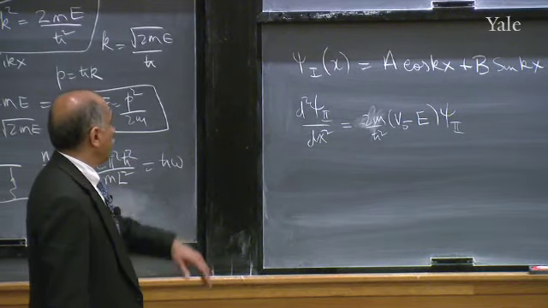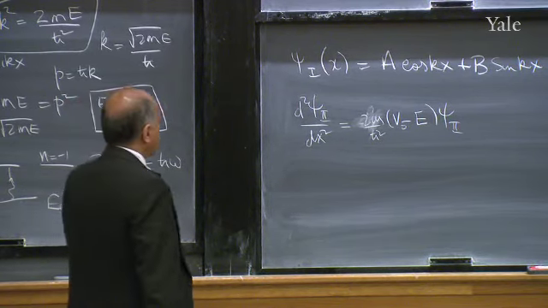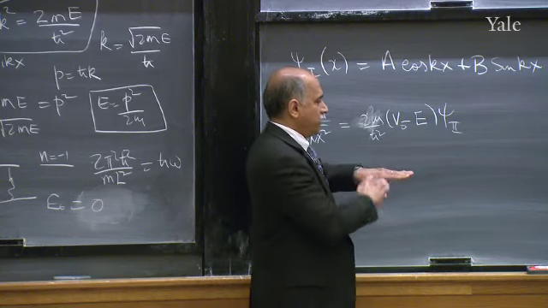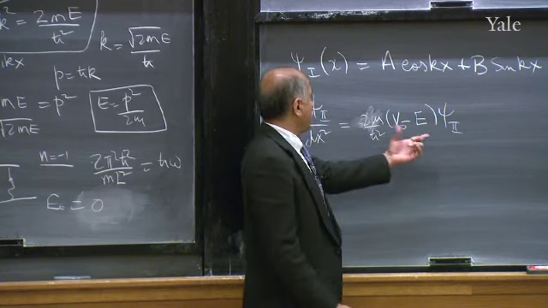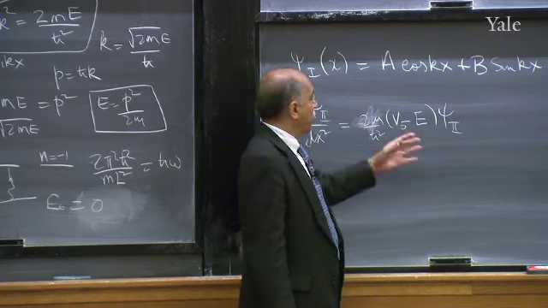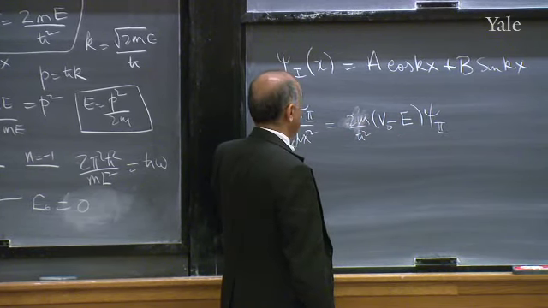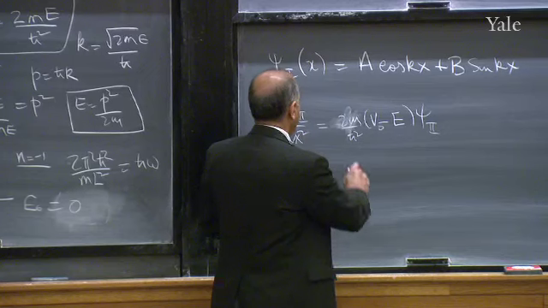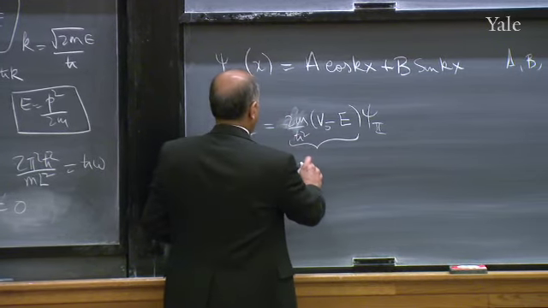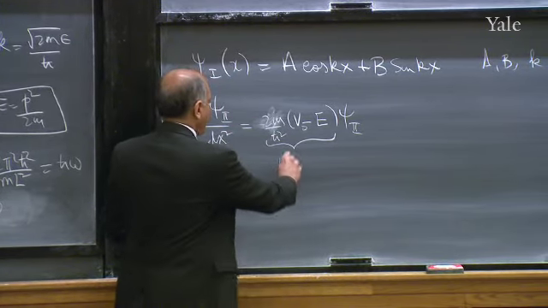I just put it on the other side now. Now this is all a constant. That's why we picked the potential, which is piecewise constant. So it's some constant. And you're asking yourself, what psi has the property that when I take two derivatives, it looks like this number times psi? So let me call this whole combination kappa squared.